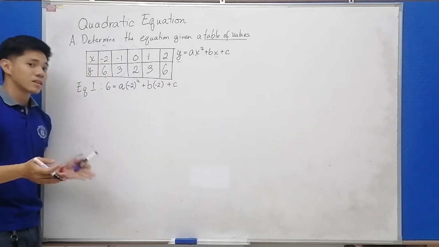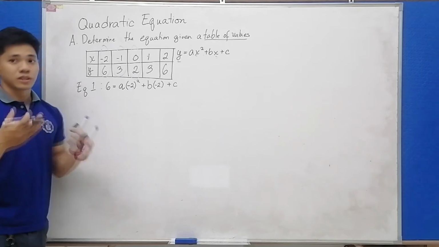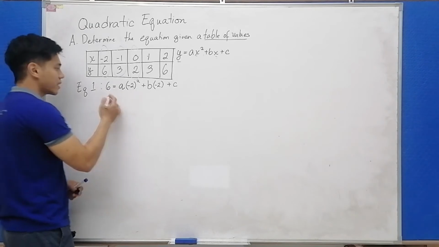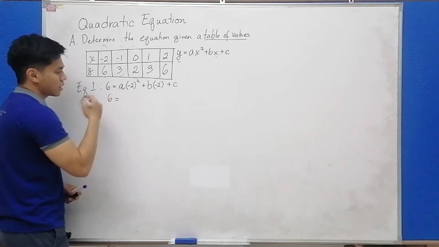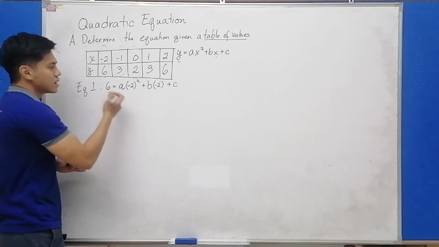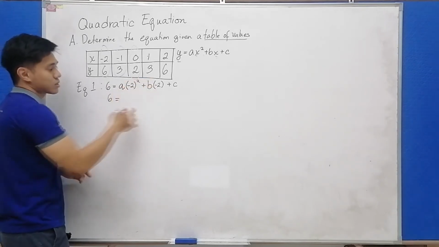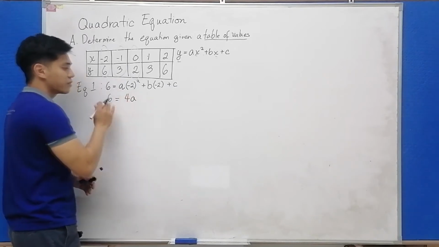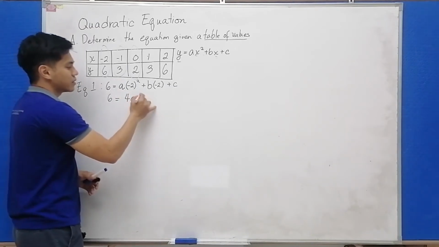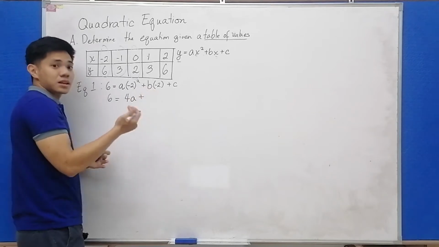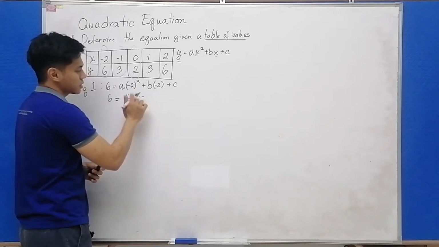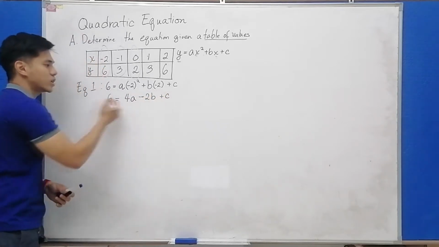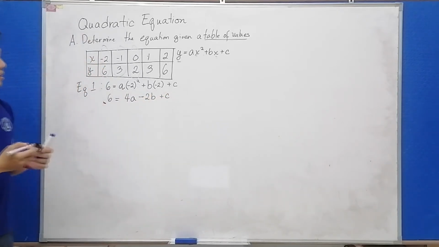Let's simplify it so that later on when we manipulate the equations together, we will get the answer faster. How do we simplify it? We don't have anything to manipulate with 6. But here we have -2 squared. So -2 times -2 will give us a 4, so we have 4a as our first term. Then we have plus b times -2, so we will have -2b, plus c. So this is our equation 1 for the first pair.